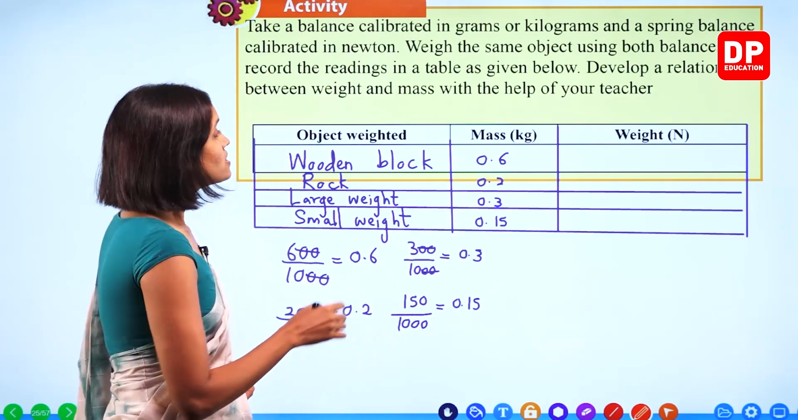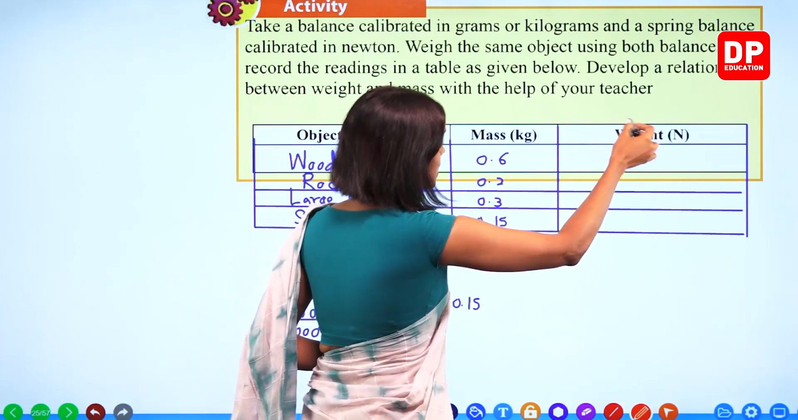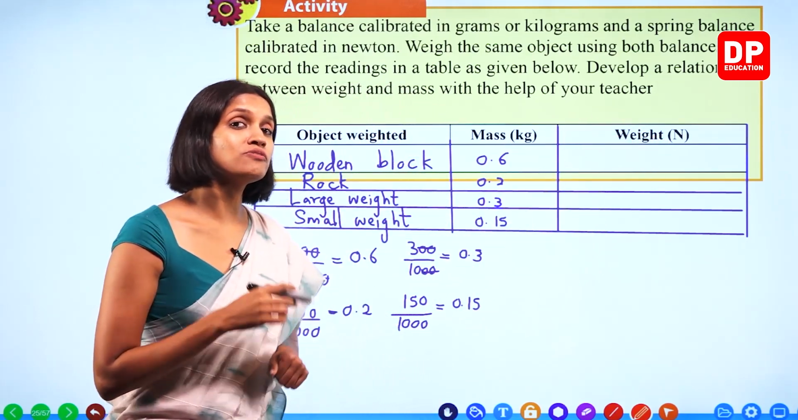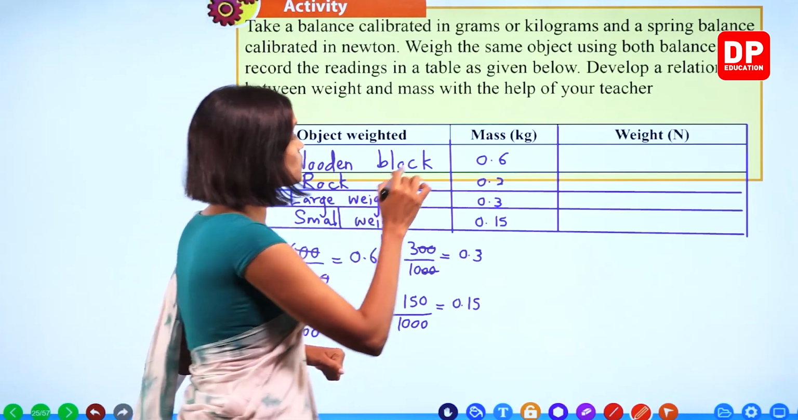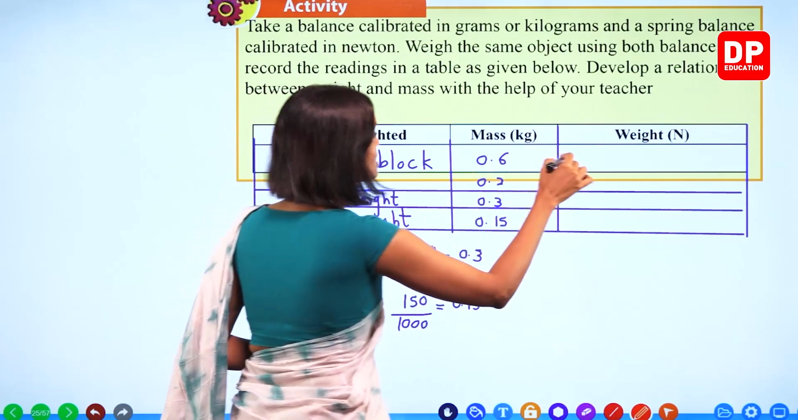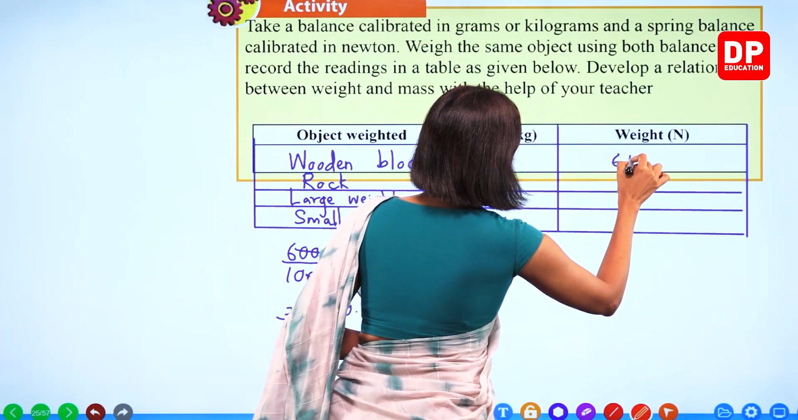Right, children? So what was the weight? Now I showed you all, we measure the weight in newtons. Here it was 6 newtons.